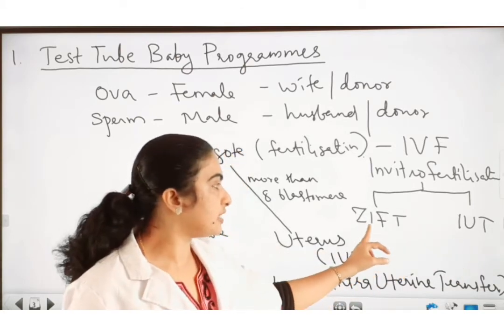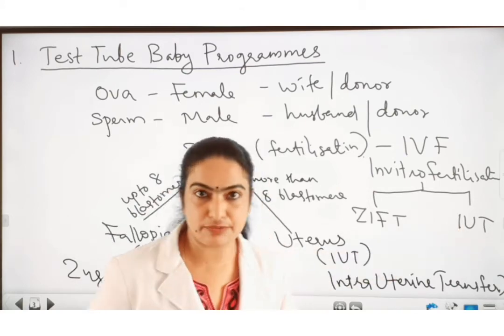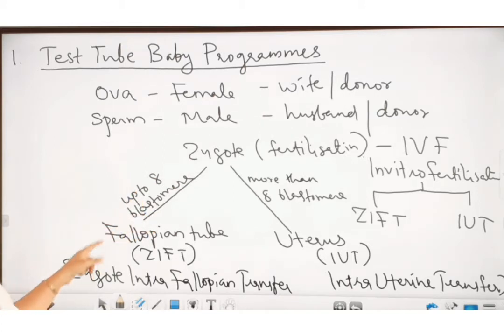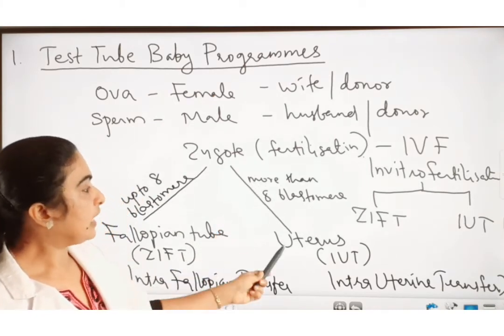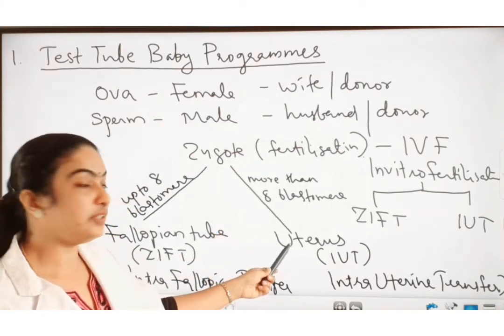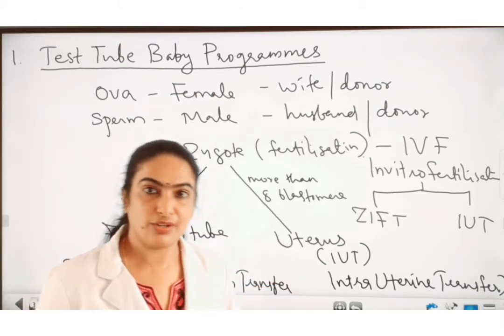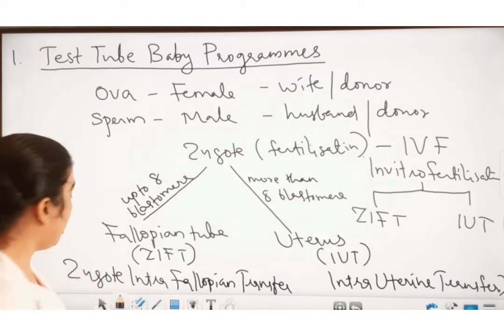CIFT is the zygote intra-fallopian transfer. IUT is the intra-uterine transfer. So when the zygote or embryo attains up to 8 blastomere stage, we can directly deposit the embryo into the fallopian tube of the female body through the technique CIFT. When the embryo has more than 8 blastomeres, it can be directly deposited into the uterus through the technique IUT. Is it clear about test tube baby? Okay. Next we can see the second one. Before that I will show you one video.